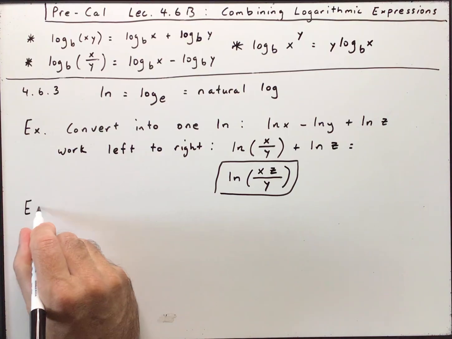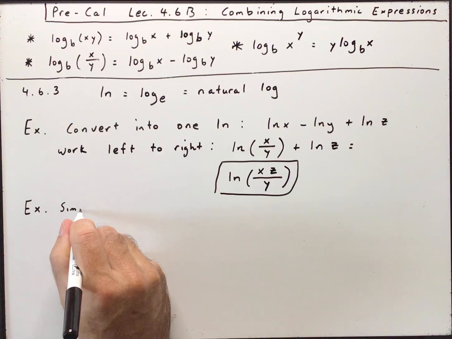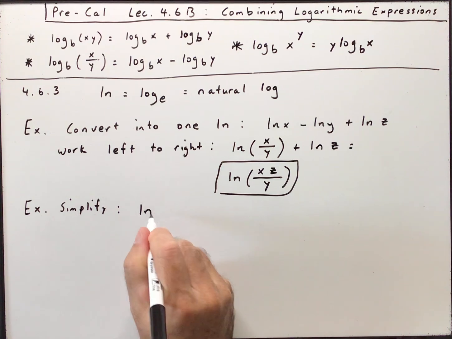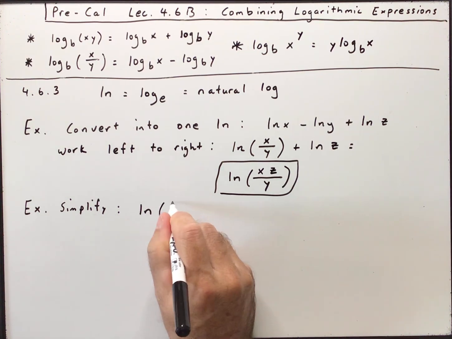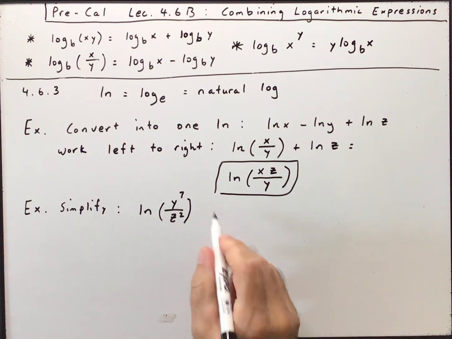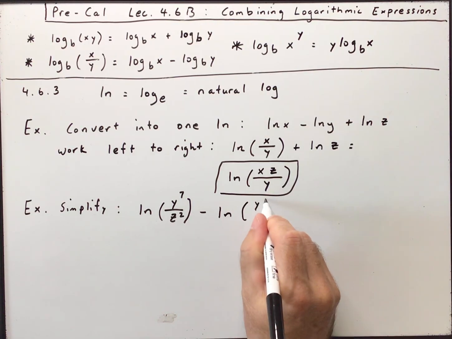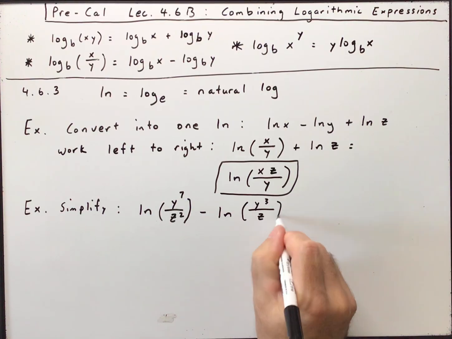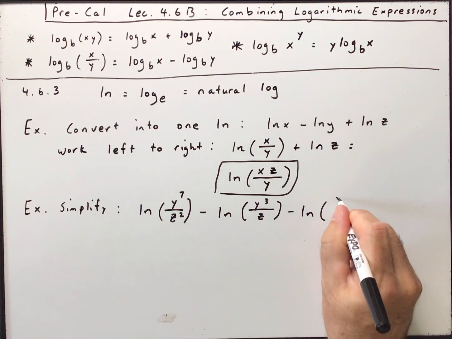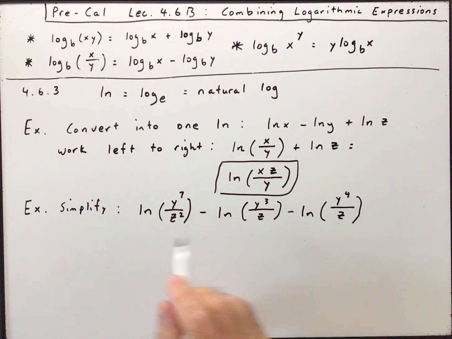Okay, our last problem from this packet, I think I can get this in here. We want to simplify. So this would be combined into one log, if you can. The natural log of y to the 7th over z squared, minus the natural log of y cubed over z, minus the natural log of y to the 4th over z. Okay, we're just going to go left to right.